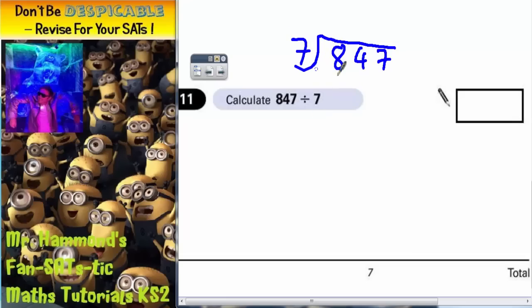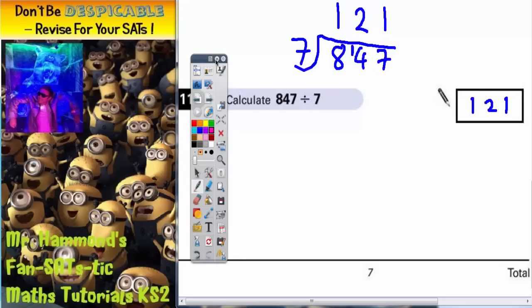So how many 7s go into 8? You can get 1 7 into 8 with 1 left over. So that 1 now makes 14. How many 7s go into 14? That's exactly 2. 2 7s are 14, so there's none left over. How many 7s go into 7? That's 1. 1 7 is 7. So we've actually finished. So the final answer is 121, and that can be done in under 30 seconds.